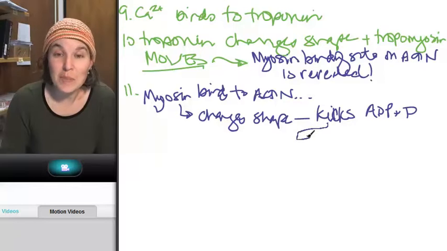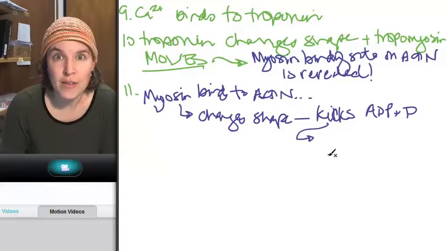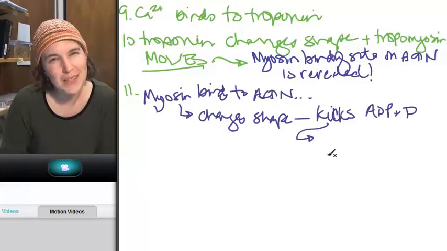When ADP plus P is kicked off the myosin molecule, what happens to the myosin molecule?